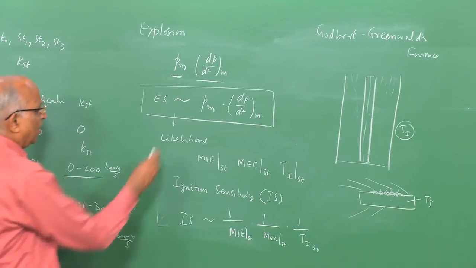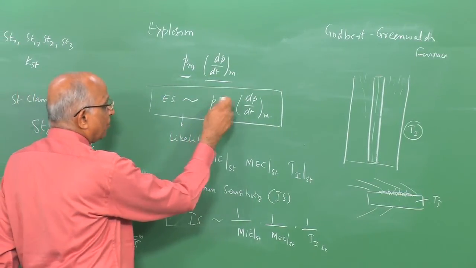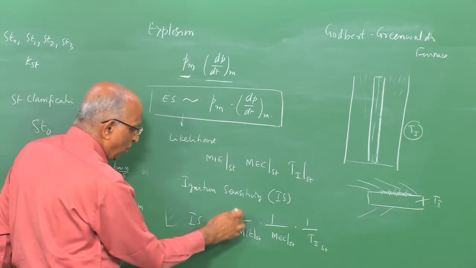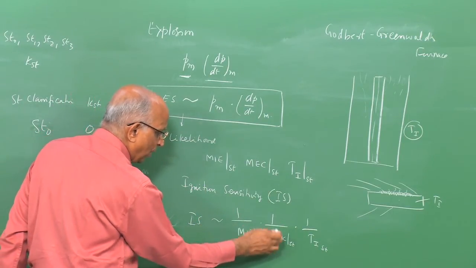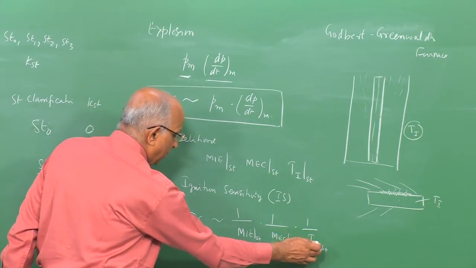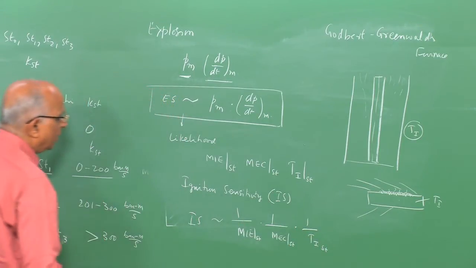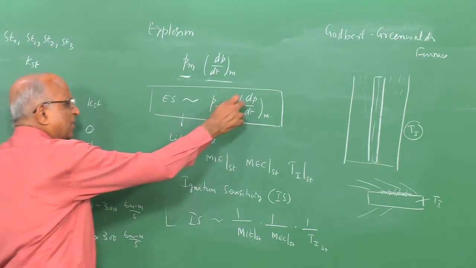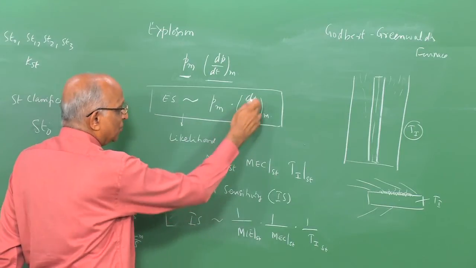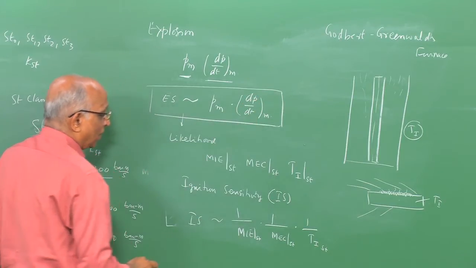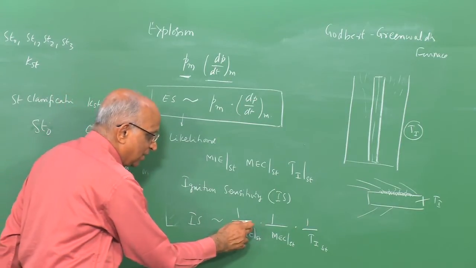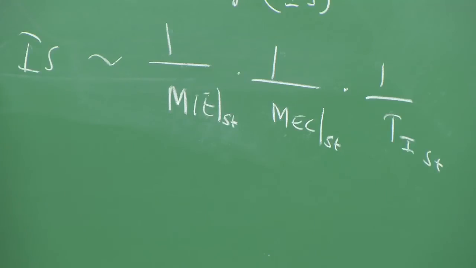Therefore, we are saying explosion severity is the product of Pm and dP by dTm. Ignition sensitivity is the product of 1 over minimum ignition energy, 1 over minimum explosive concentration, and 1 over the ignition temperature, the product of these three. But we find there is a lot of scatter in these results. dP by dT scatters over a large range. Pm has a smaller scatter. Similarly, there is scatter in the temperature of ignition.